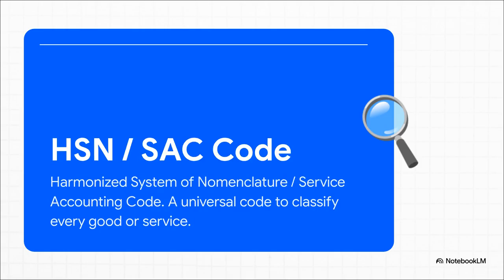Okay, next up is the HSN or SAC code. This is basically a universal code for, well, everything. It's like a specific tag that tells the tax system exactly what was sold. Was it a piece of chocolate, a computer, a service, like a haircut? This code makes sure the right amount of tax gets applied no matter what it is.